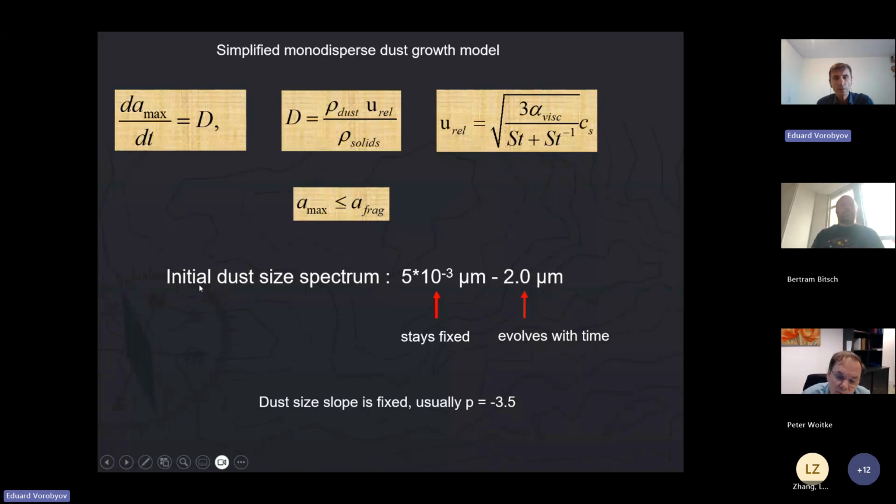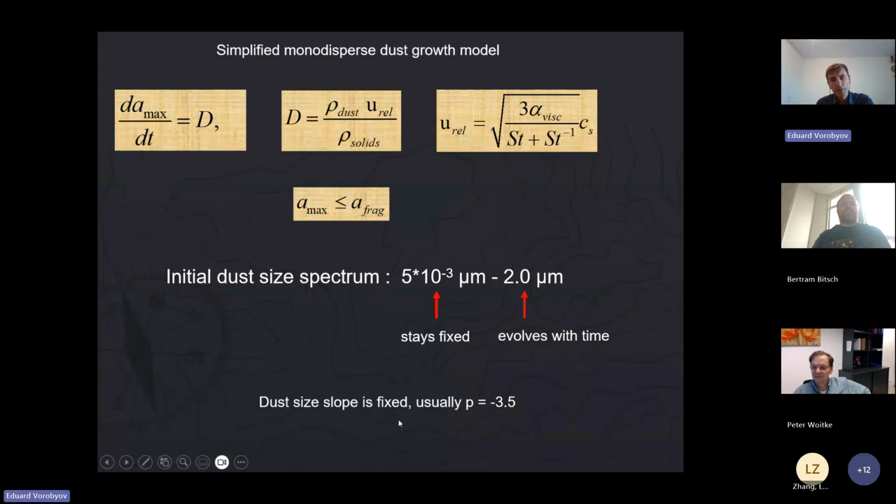We start with a dust spectrum. The small dust has a spectrum from 5 submicron to 2 micron, and this stays fixed, but this number of 2 micron can increase depending on the solution of this equation, and also on advection of a_max with the fluid.